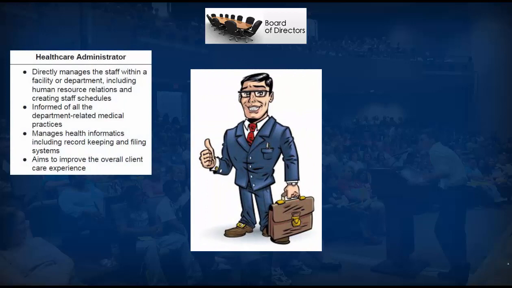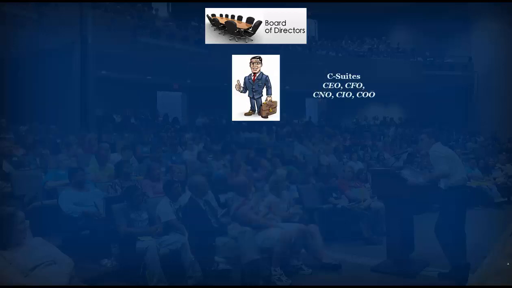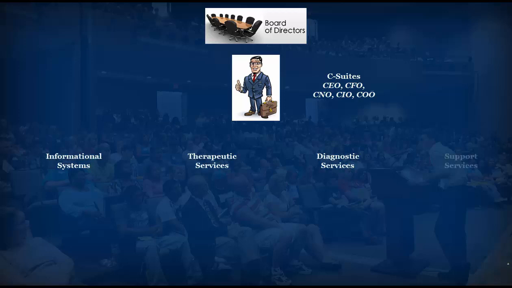So we see positions like your CEO, your chief executive officer, your CFO, your chief financial officer, your COO, your chief operating officer, and your CNO, your chief nursing officer, will be right here in the C-suite in the administration range. Now, under administration, we'll have four main categories, generally what we see across all hospitals. We'll see informational services, therapeutic services, diagnostic services, and support services. Now, under each one of those buckets, we'll have our departments that are listed out.